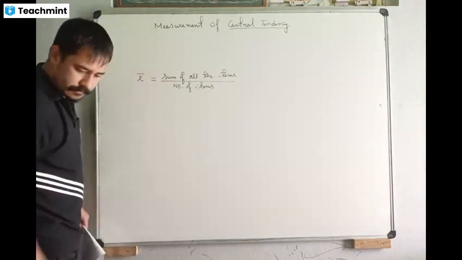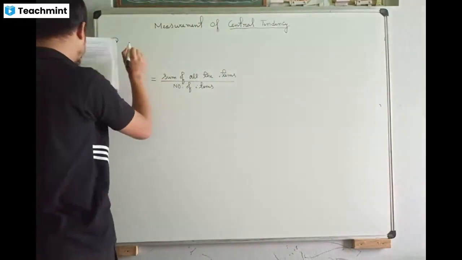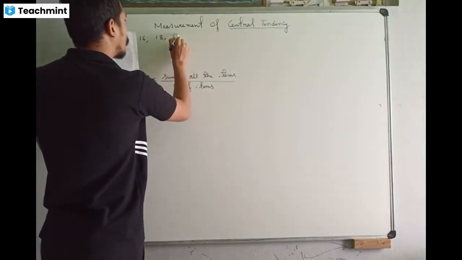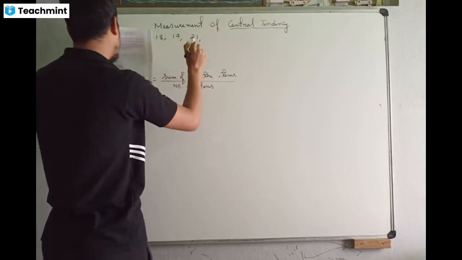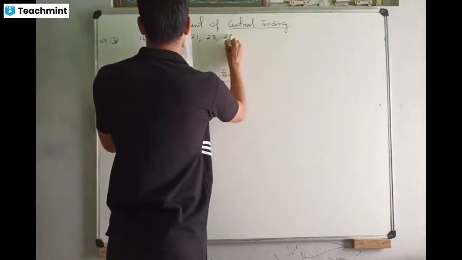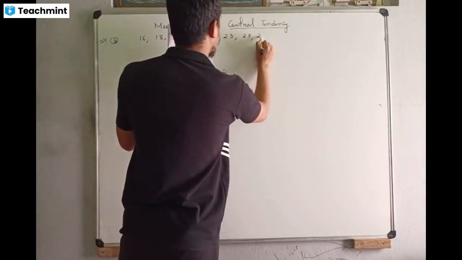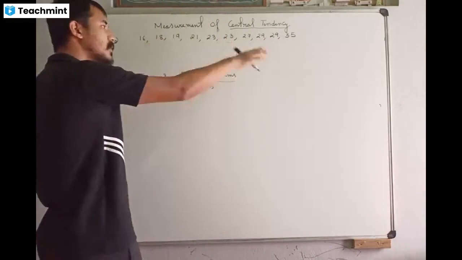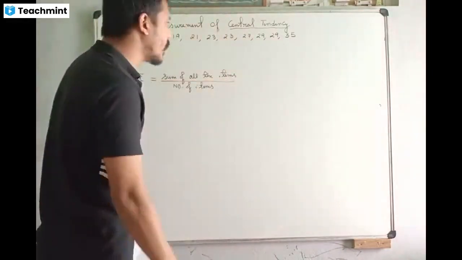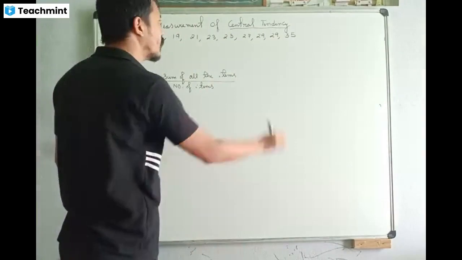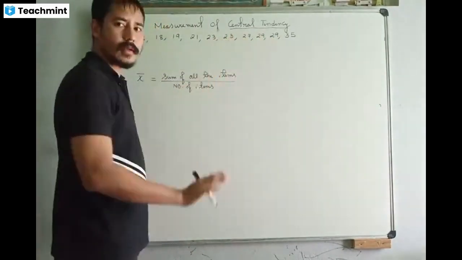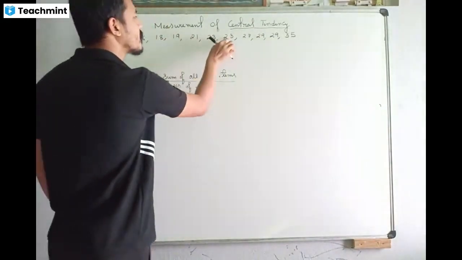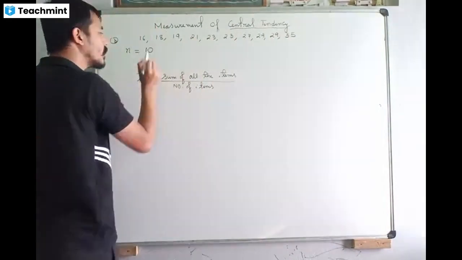Now for the second given series, part B, your series is 16, 18, 19, 21, 23, 23, 27, 29, 29, and 35. So this given series is also ungrouped data. The items may be repeated. There is no problem. So altogether we have 1, 2, 3, 4, 5, 6, 7, 8, 9, 10. 10 items, so n is 10.